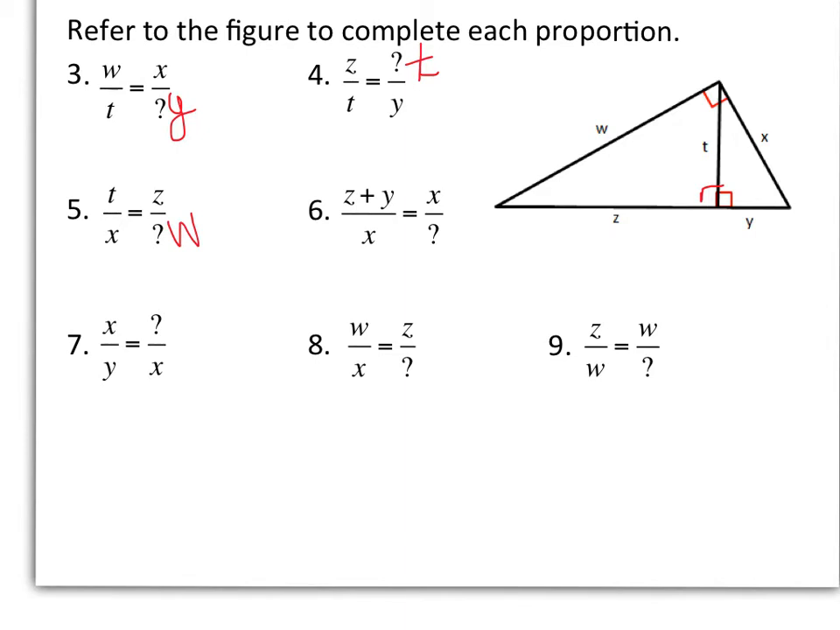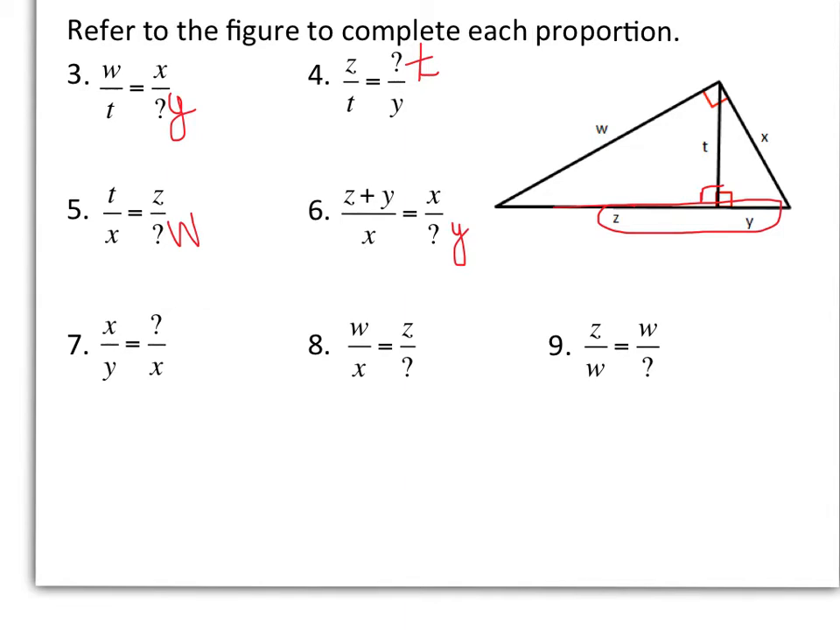In 6, Z plus Y. So Z plus Y is the entire base of the triangle, which is the hypotenuse of our larger triangle. So we have hypotenuse over X, the shorter side, and then we have X, so that's the hypotenuse of the shorter, then this would have to be Y. So we have hypotenuse over short side, hypotenuse over short side.